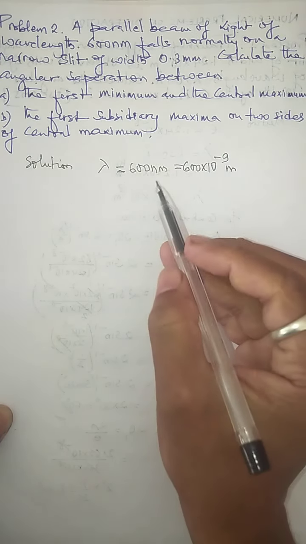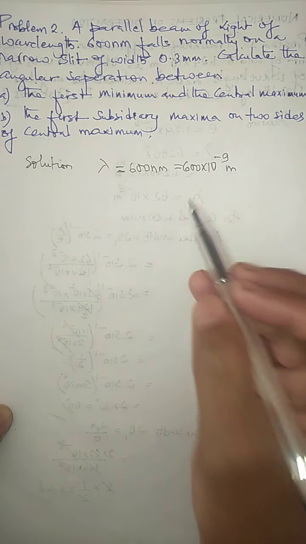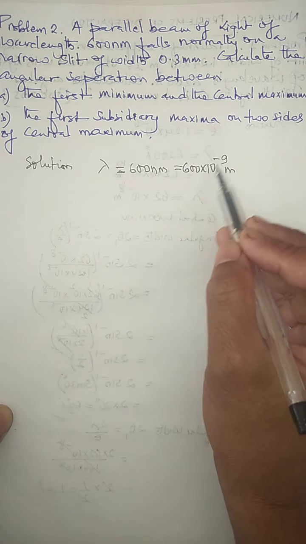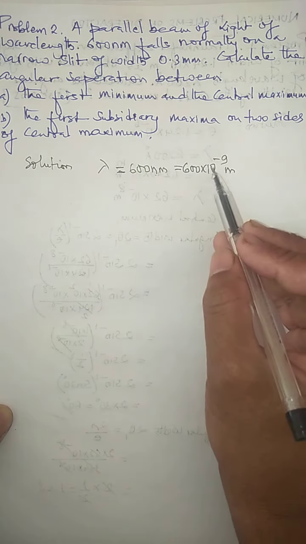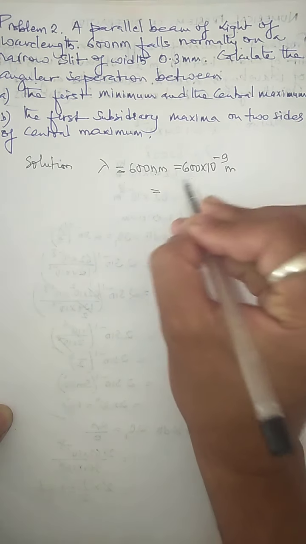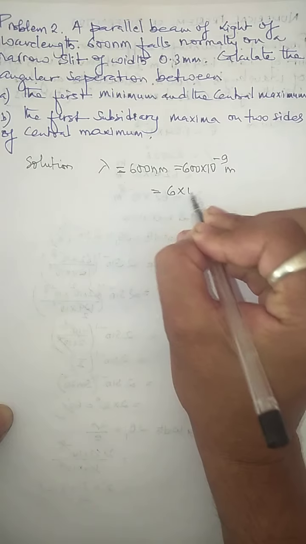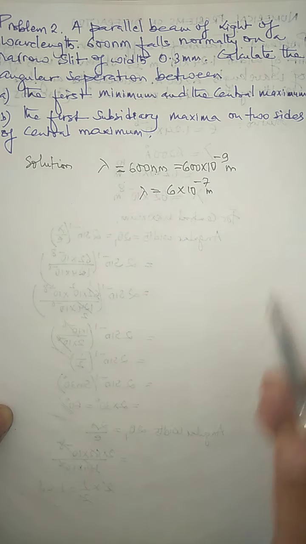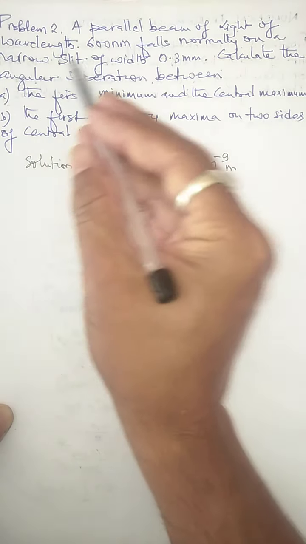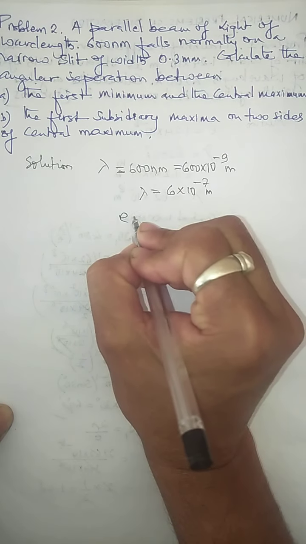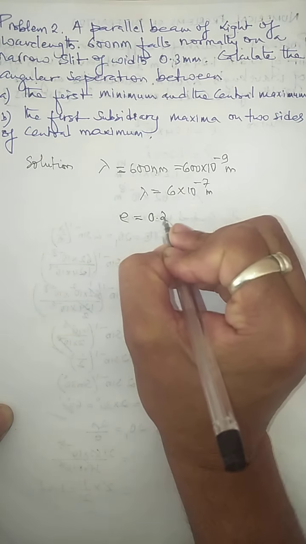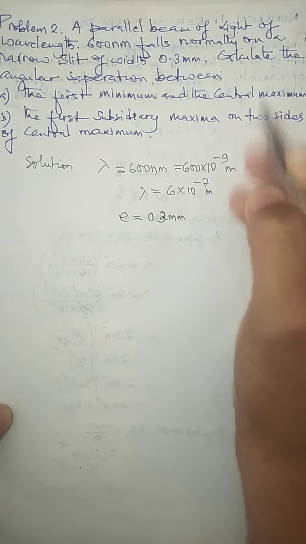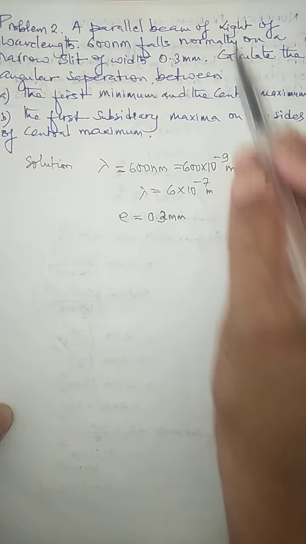So children, this relation you need to know: to convert nanometer to meter, multiply by 10 to the minus 9, because nano means the order 10 to the minus 9. So this value can be written now as 6 into 10 to the minus 7 meter. This is the wavelength of light. For normally incident light on a narrow slit of width, slit width means e, that is given as 0.3 millimeter.